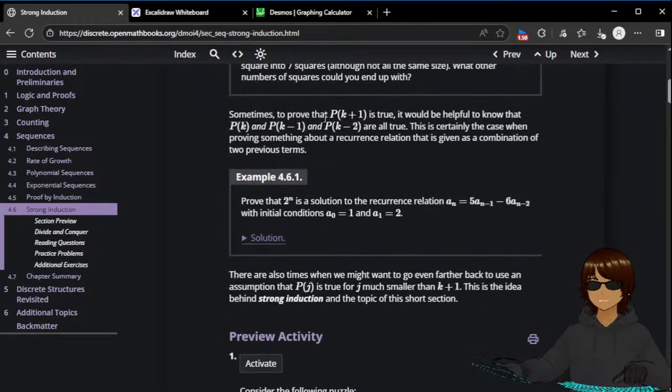Sometimes to prove pk plus 1 is true, it will be helpful to know that pk and pk minus 1 and pk minus 2 are all true. This is certainly the case when proving something about a recurrence relation that is given as a combination of two previous terms. Prove that 2 to the power of n is a solution to the recurrence relation. Okay.